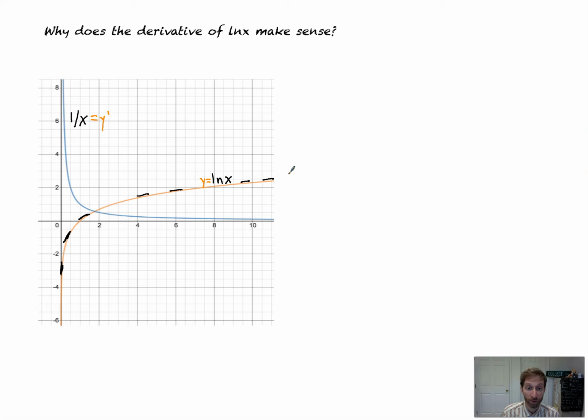Now there's a proof of the derivative of ln x being 1 over x, and it involves the difference quotient from way back in chapter 1. I'm not going to go through with that right now. I actually think that there's a lot more merit to going over the concept graphically.